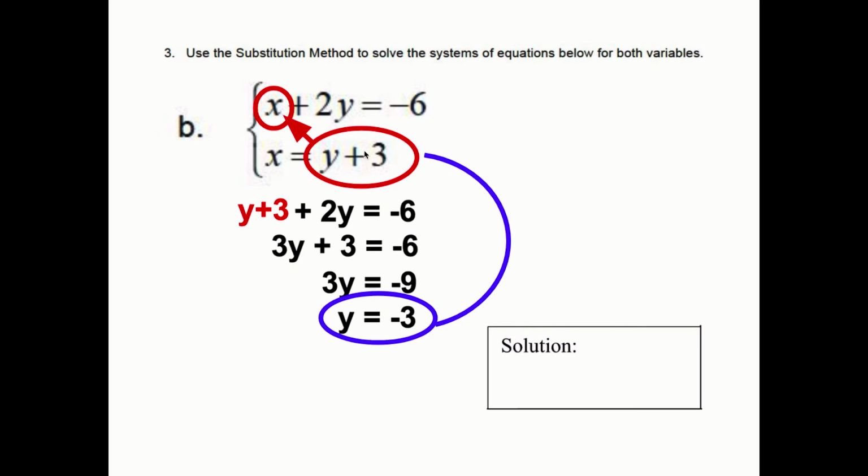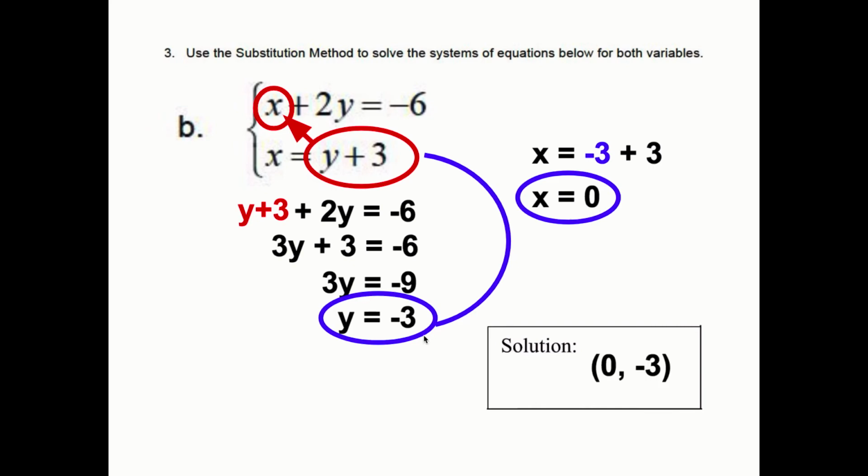To solve for x, you go circle to circle, plugging this back in. I get x equals, y is negative 3 plus 3. Negative 3 plus 3 is 0. You always write it as x comma y. So it's 0 comma negative 3 in parentheses.